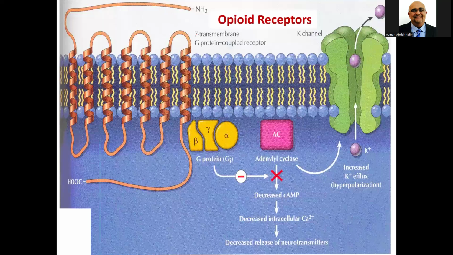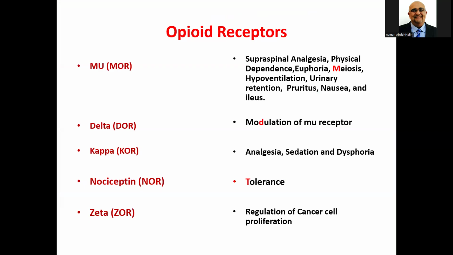This is just a diagrammatic depiction of opioid receptors. You have the 7-transmembrane G protein-coupled receptor, and you can see it will reduce the cyclic AMP, and thus reduce intracellular calcium and the release of neurotransmitter, while it will increase potassium efflux and hyperpolarize the membrane. Opioid receptors are 5 types. The most important ones that you need to know are mu, delta, kappa, nociceptin, and zeta. I'm more concerned with the mu, of course, and the kappa.